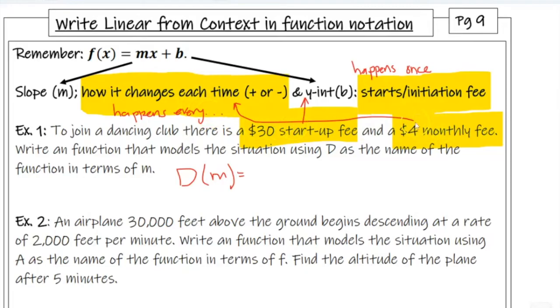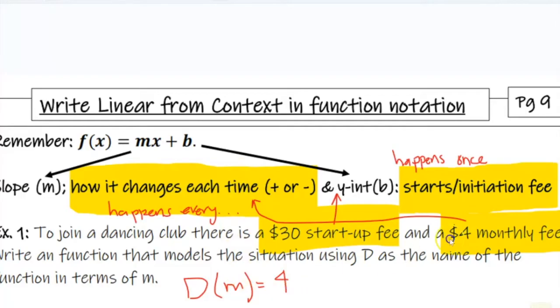And then you're just writing y equals mx plus b. Since this is the monthly fee, that's my slope. So 4 is my slope. I can't write x, because this function is defined in terms of m. So instead of x, it's going to be m. And then where did I start? Plus b, plus my 30. So just be careful that with functions, you're using whatever is given in the problem. You're not necessarily using x or y. You're given whatever is defined.